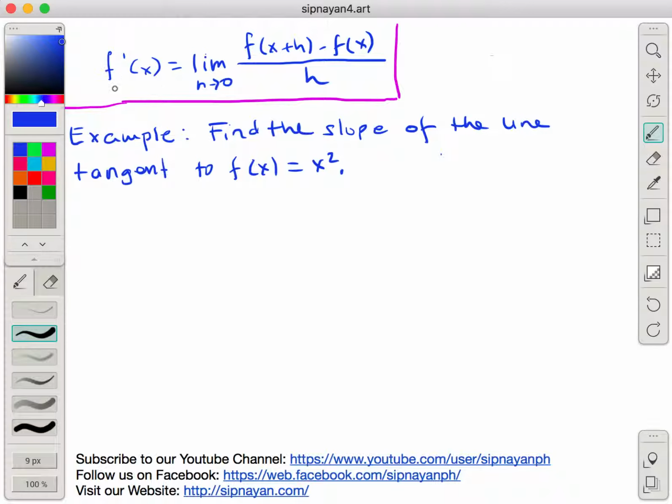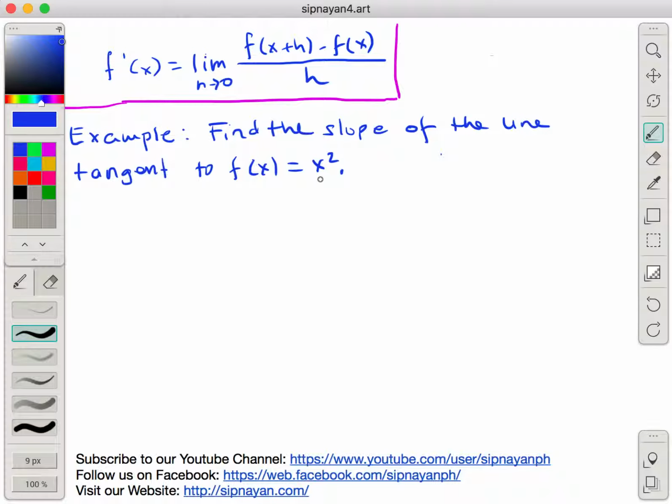Kasi the slope of f at x is equal to the limit as h approaches 0 of f of x plus h minus f of x over h. Ngayon, kung hindi nyo naintindihan itong formula na to, pinaliwanag ko na yan sa previous video, kaya mas maganda na panoorin nyo yun para at least alam nyo kung saan nanggaling yung mga symbols na yan.